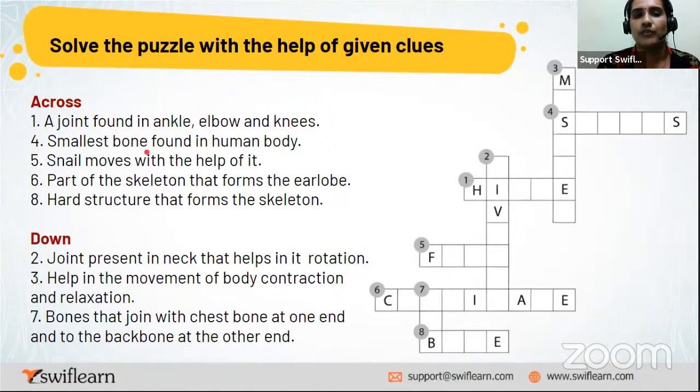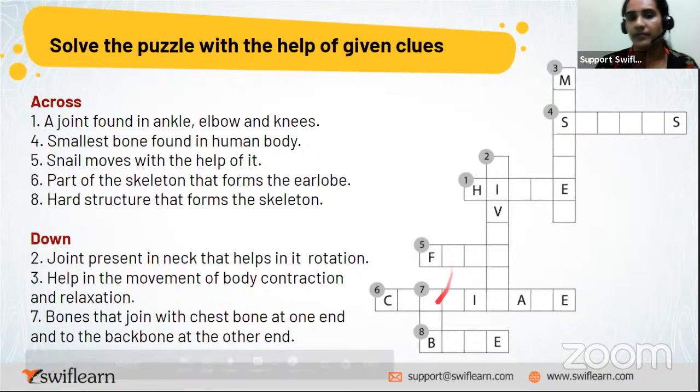The smallest bone found in the human body. It is the stapes, or stirrup bone. Then, a snail moves with the help of its muscles. Okay, it is the muscles. Then the part of the skeleton that forms the earlobe.